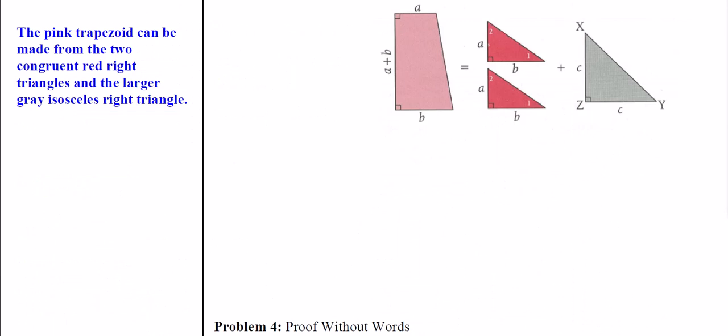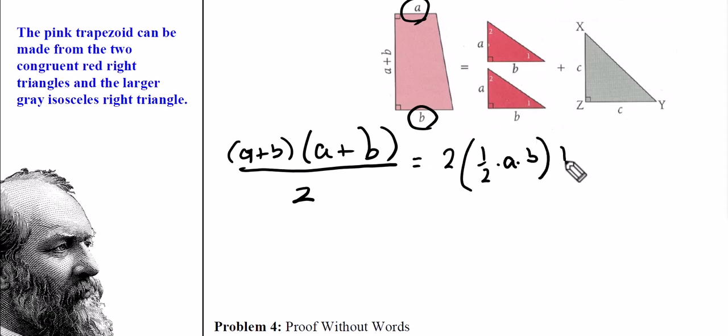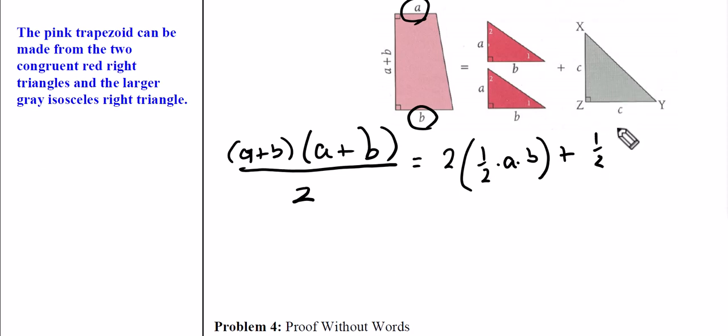Well, if we go with what he's saying, then we need to find the area of this trapezoid. That would be the height, which is a plus b, times b1 plus b2. So this is base 1, and here's base 2, and then divided by 2. That is the area of this trapezoid. And then we have two red triangles. They're 1/2 a times b. And then we have the area of this gray triangle, which is going to be 1/2 c times c.